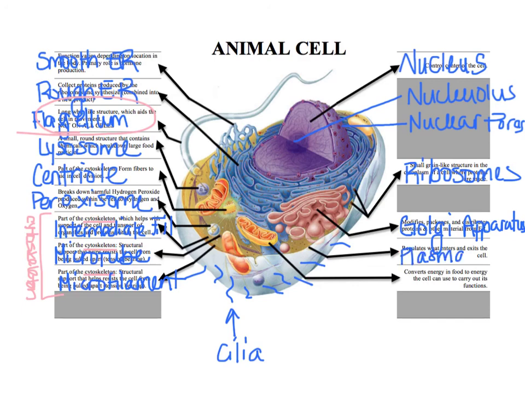What's another word for a plasma membrane? A cell membrane, good. And then the last one, the really important energy source. What's our energy source? Mitochondria.